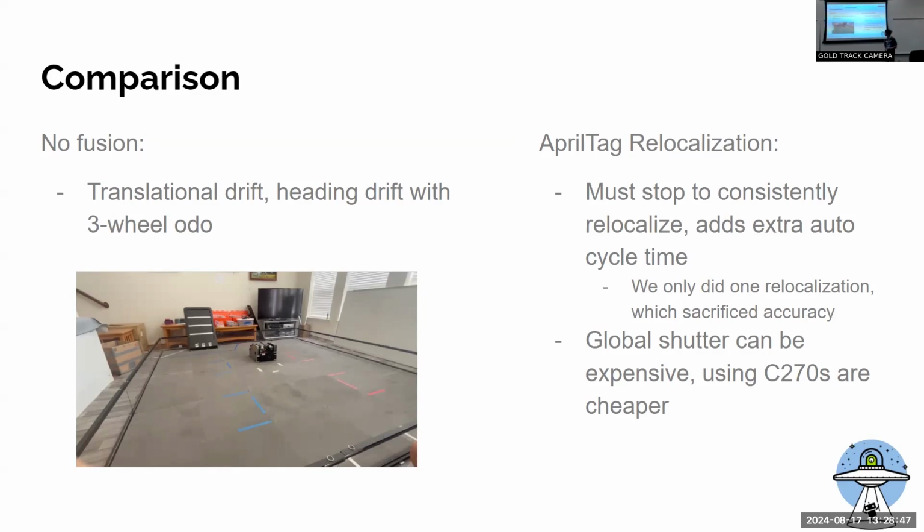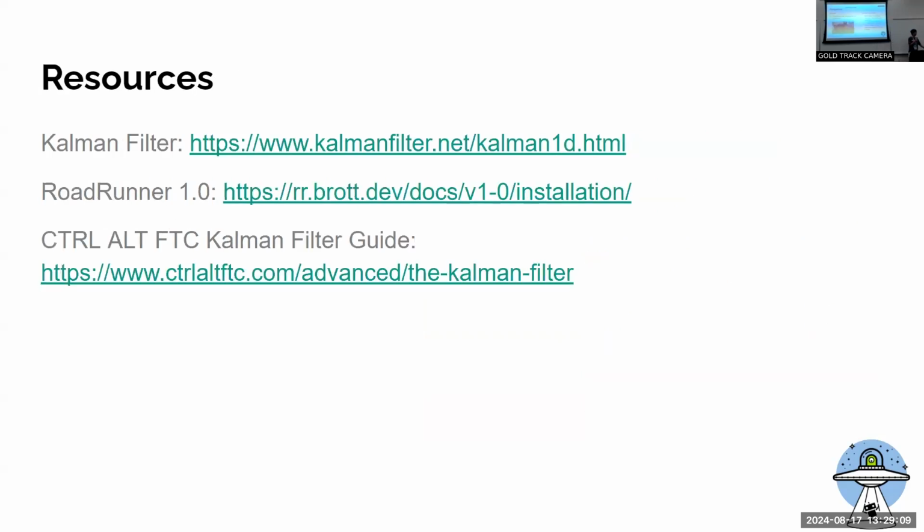And some teams also use global shutter cameras, which basically eliminates motion blur. But I feel like the C270s are cheaper because they're like $8, really easy to get. But global shutters can range up to like $100. So yeah, it's just some way to reduce cost.